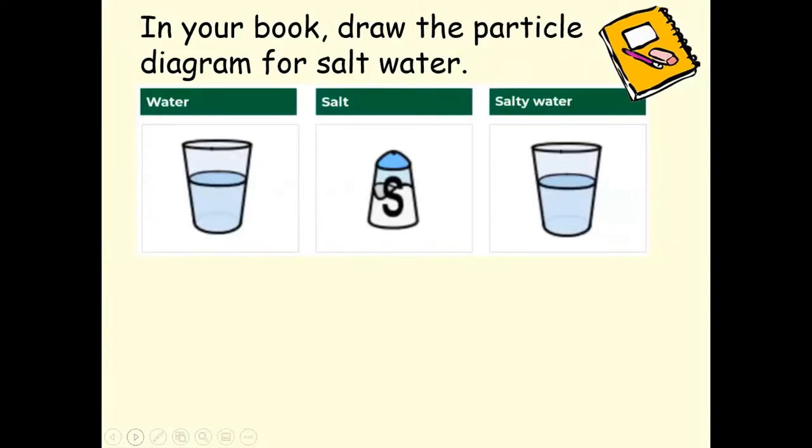Okay, in your book, I'd like you to draw the particle diagram for the salt water. Remember, is it a solid, a liquid, or a gas? So think about how the particles are arranged. What type of particles they are. Are they pure particles? Are they impure particles? Off you go, pause the screen and draw your particle diagram for salt water. You'll need to draw the particle diagram for salt, the particle diagram for water, and the particle diagram for salty water or salt water. Pause the screen and have a go.